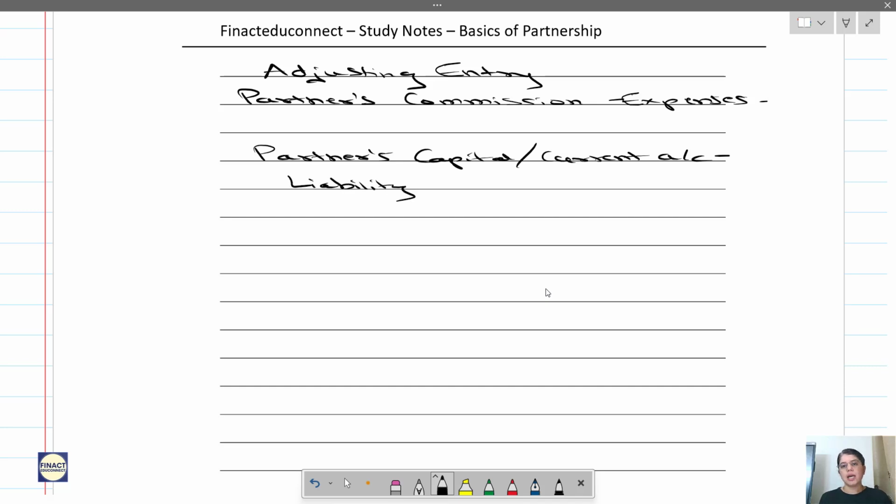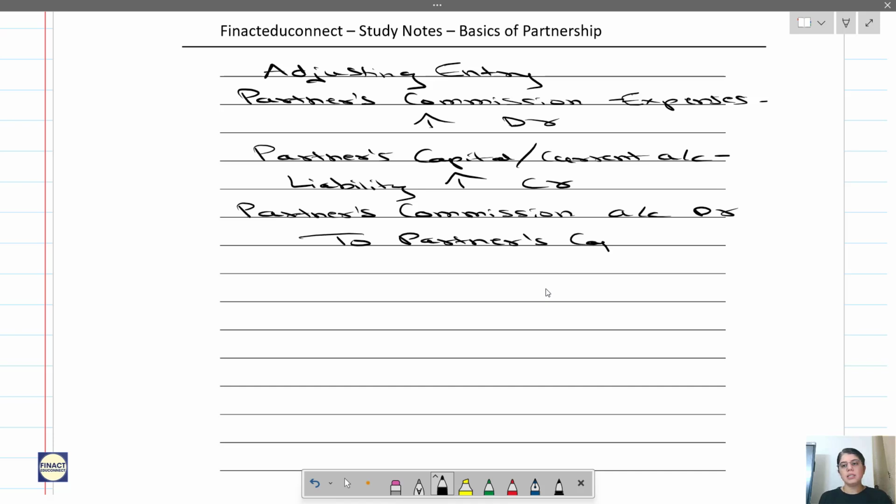See here, this is an expense account, partner's commission, the balance is increasing, so we have to debit it. Now partner's capital or current account, the firm has to give it to the partner, so the liability towards the partner is increasing, so credit it. So the journal entry will be partner's commission account debit to partner's capital or current account. Any doubts here?